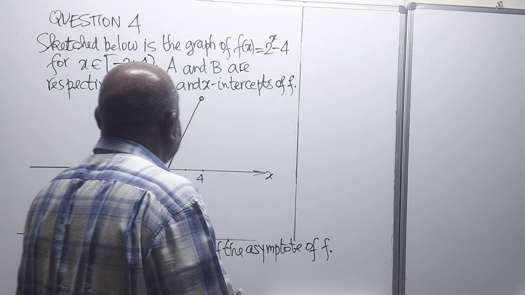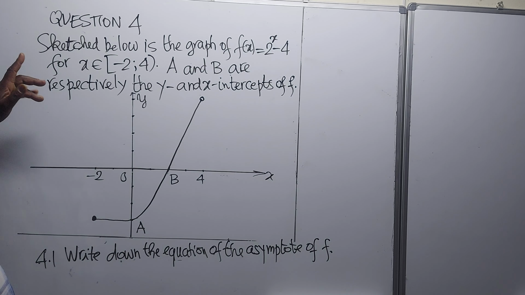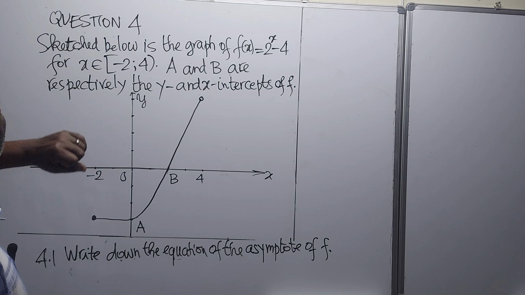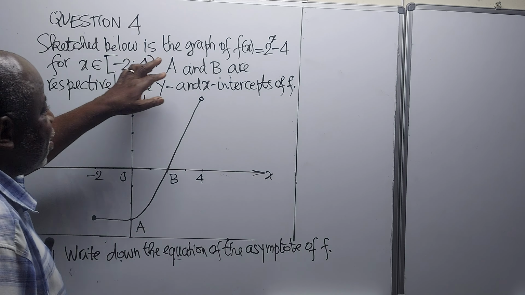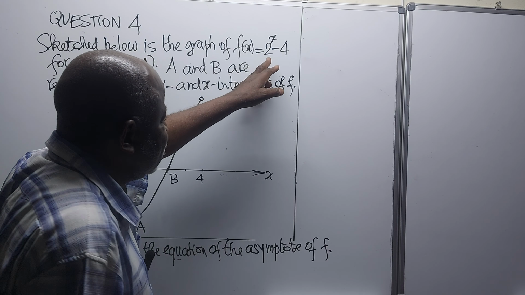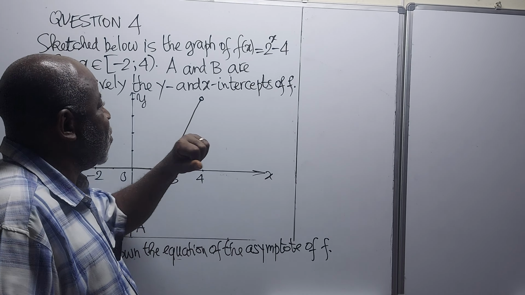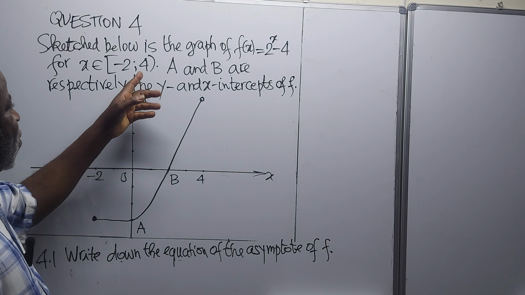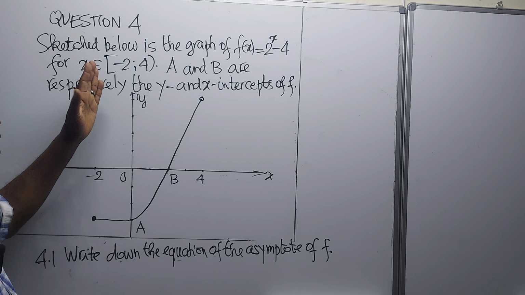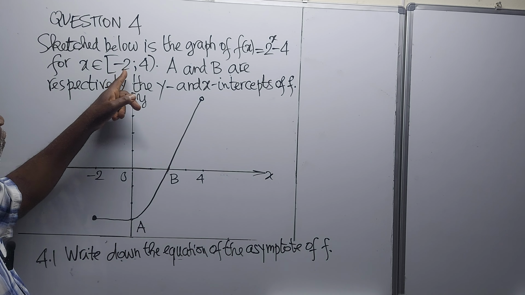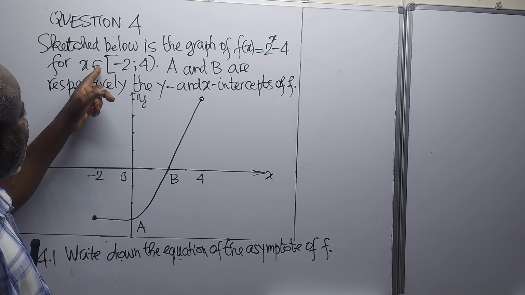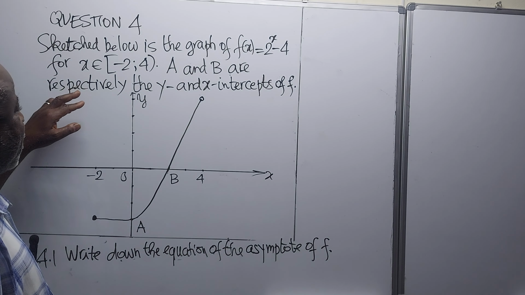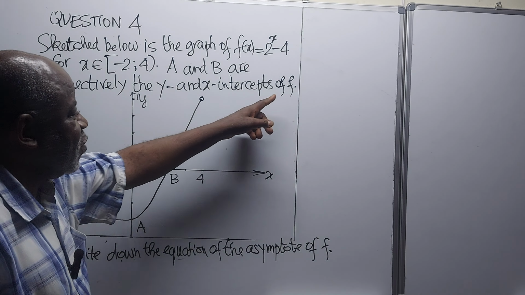All right, so we're gonna go to question 4 now. We are practically done with question 3. Question 4: sketched below is the graph of f(x) = 2^x - 4, for x in the interval from -2 to 4. On the left it is closed, on the right it is open. A and B are respectively the y- and x-intercepts of f.